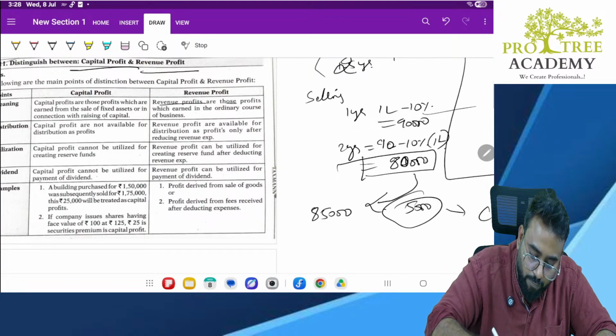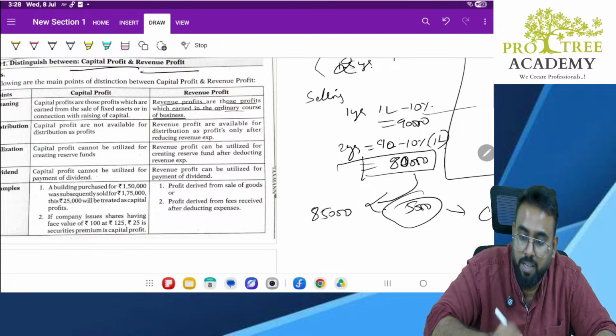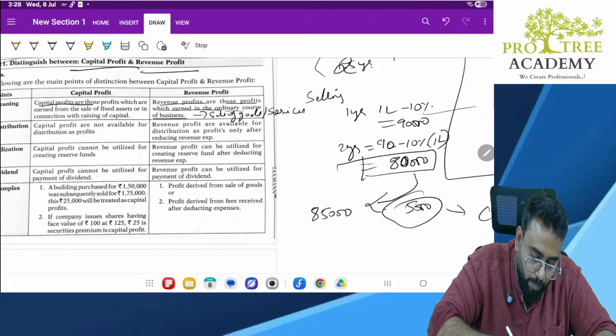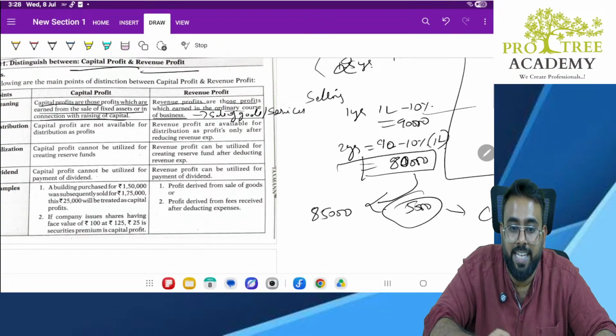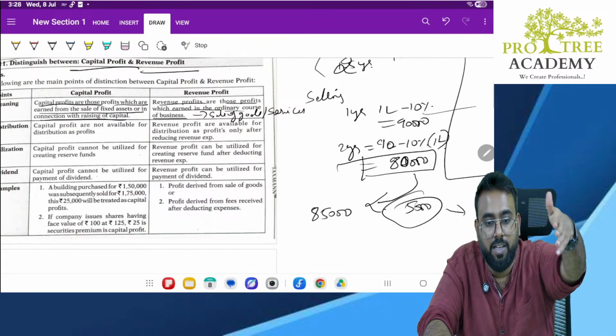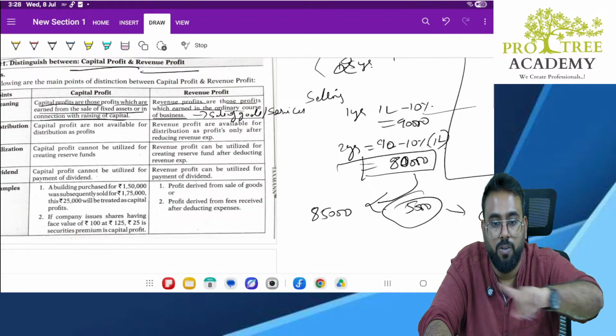Revenue profits are those profits which are earned in ordinary course of business. That is nothing but sale of goods or services. Capital profits are those profits which are earned from sale of fixed assets or in connection with raising of capital. Sir, raising of capital, loan. You said no, how is it capital profit? You understood now?